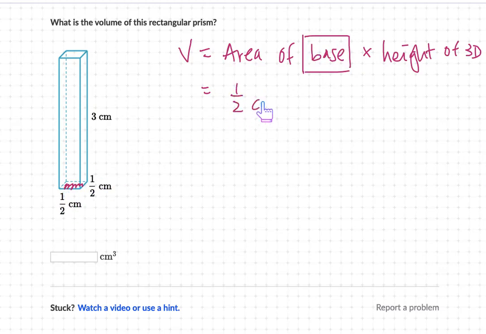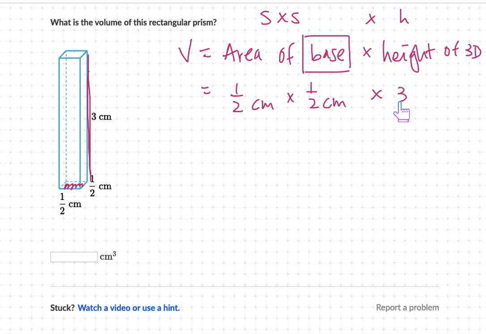So you're really doing 1/2 centimeters times 1/2 centimeters. All those sides are the same. So that's side times side, same numbers. And then the height of the 3D shape is actually 3. So let's multiply by 3 centimeters. So there's your formula. Area of the base multiplied by the height, the layers. Centimeters times centimeters times centimeters will give you centimeters cubed.